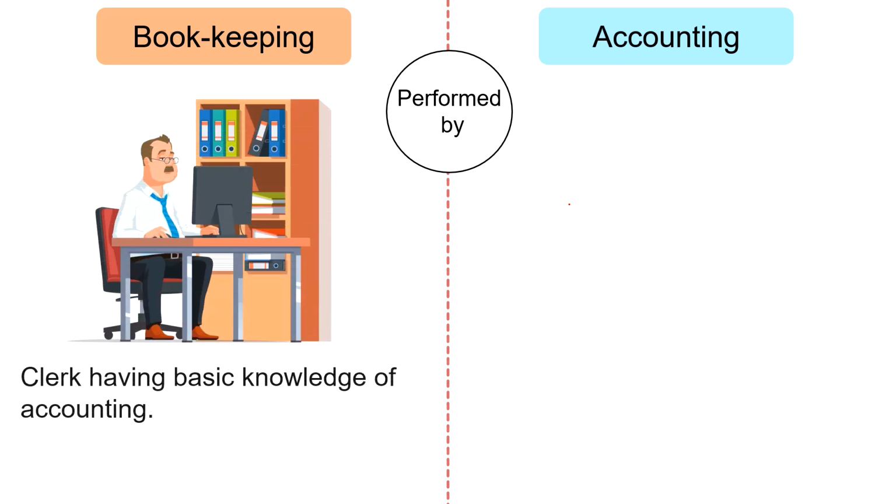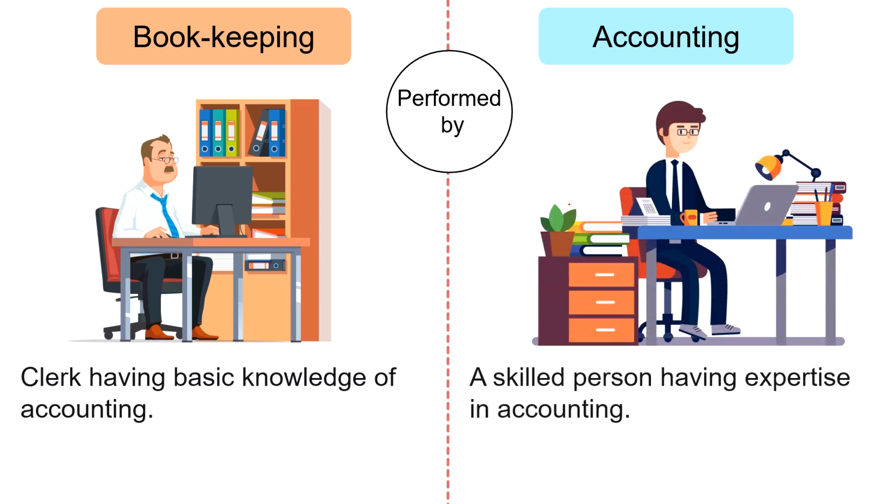While the work of bookkeeping is performed by clerks having basic knowledge of accounting because it is performed regularly and chronologically, the work is performed by junior staff. On the other hand, the work of accounting is performed by a skilled person having expertise in accounting because it requires analytical skills and the job should be performed in a systematic manner. Hence, the work is performed by senior staff.